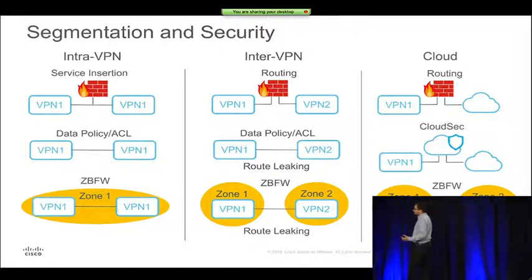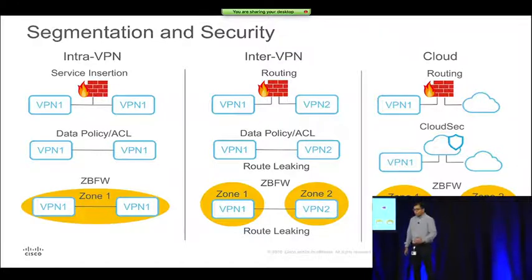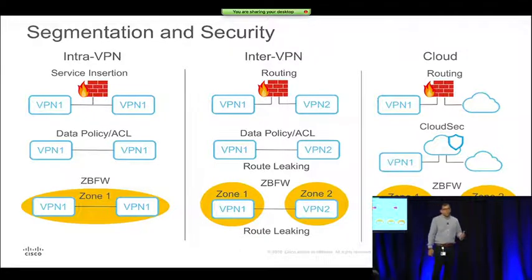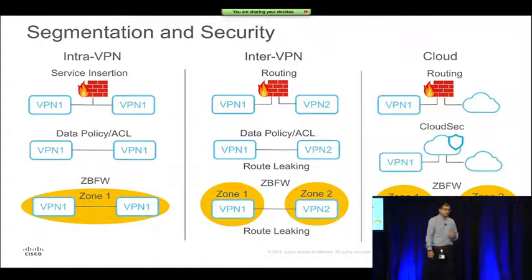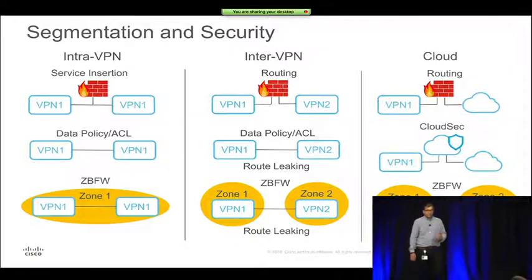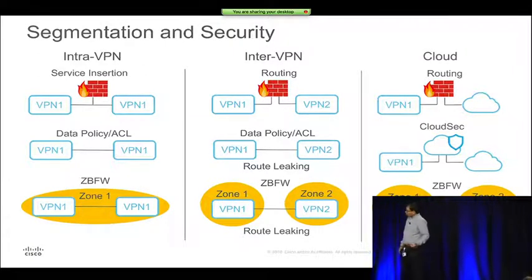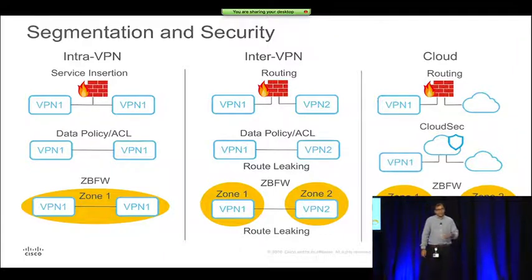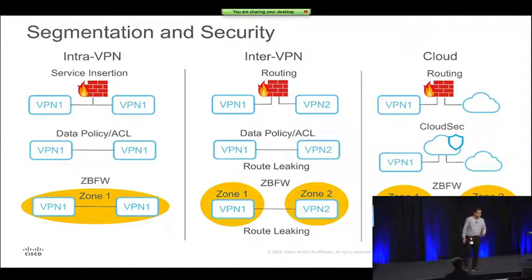So we can do a service insertion where we know from where the service is getting advertised. We can punt the traffic to that service location, get it inspected, and get it onto the other side of the VPN. We can do data policy, like the centralized policy that I was talking about. We can implement it in an ACL fashion that blocks this kind of traffic going from X to Y.